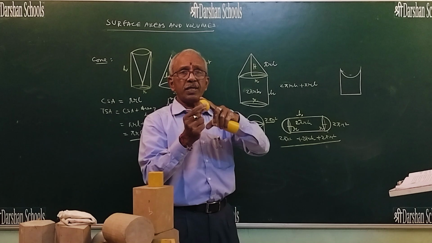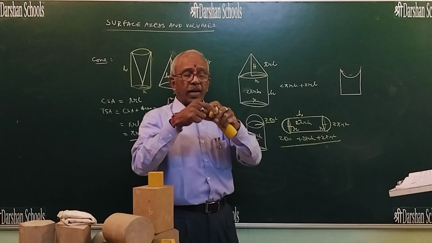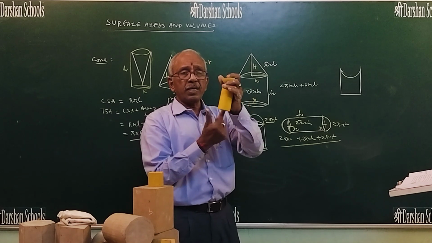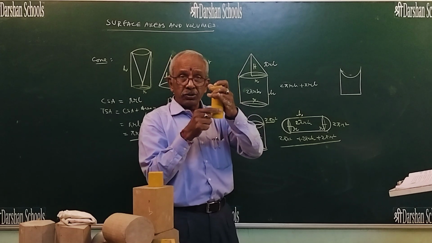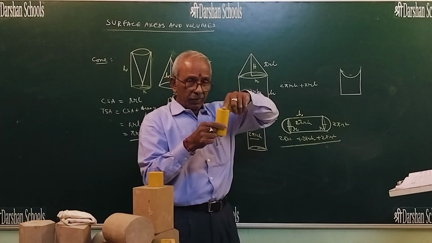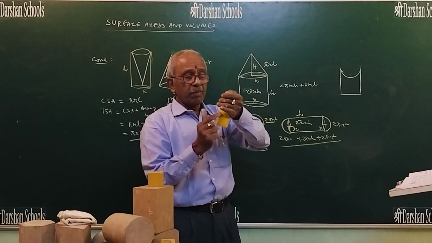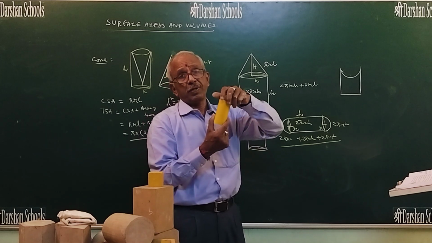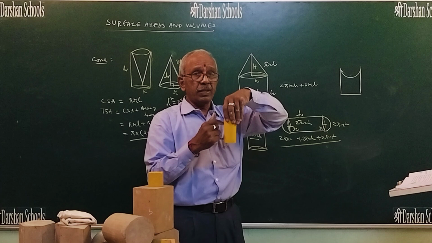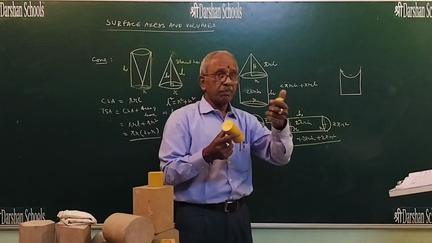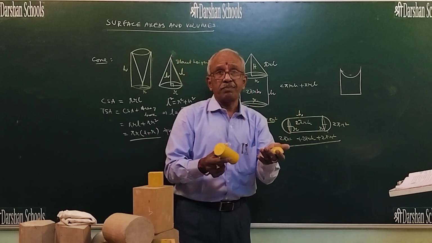So this curved surface area is 2 pi r square, and this cylinder surface area is 2 pi r h, but here you are cutting a depression. This area plus this area gives you the total surface area, that is the curved surface area, of the cylindrical bath. This is the bird bath of this type.